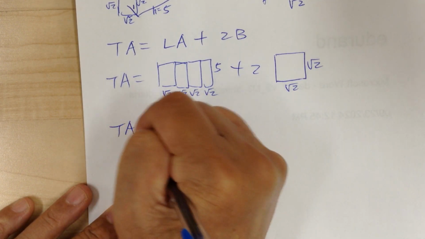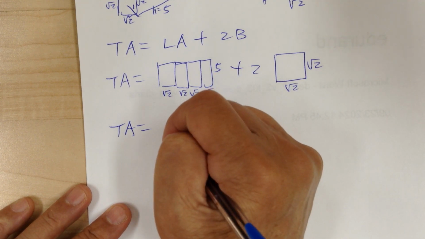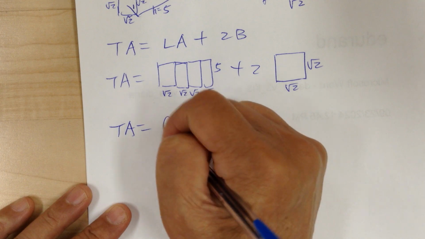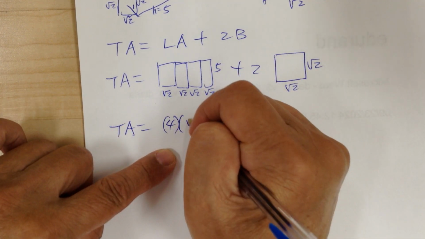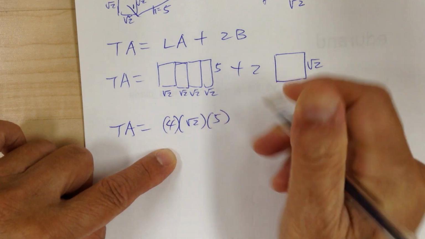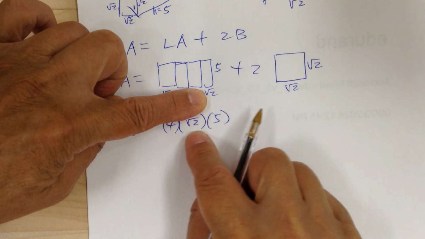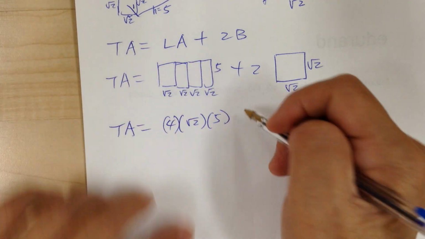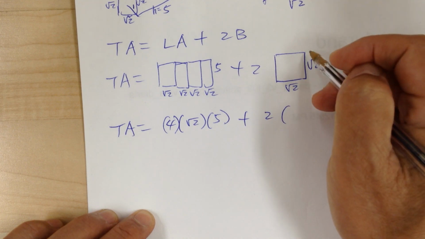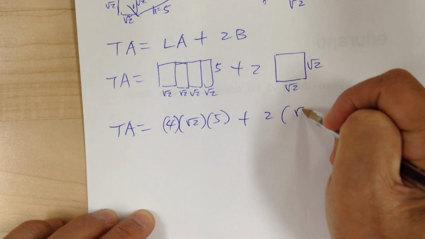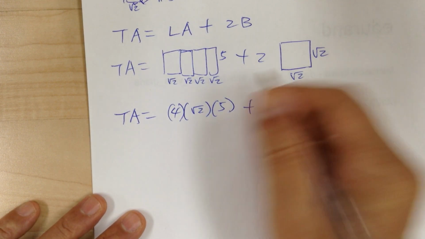So the total area will equal 4 times square root of 2 times 5, there are 4 of them. That's your base, small b, times the height, plus 2 times the area of a square, which is square root of 2 times square root of 2.